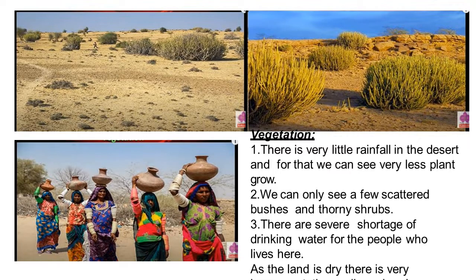Vegetation. There is very little rainfall in the desert, and for that reason we can see very little vegetation. We can see a few scattered bushes and thorny shrubs. There is a severe shortage of drinking water for the people who live there. The land is very dry. There is less water and less vegetation.